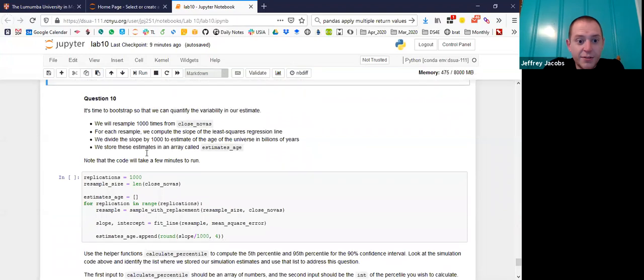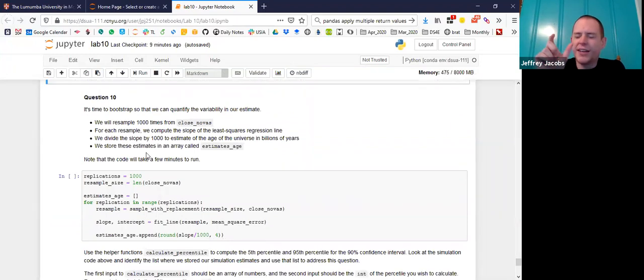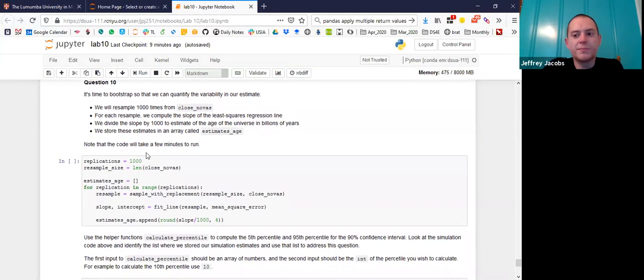Okay, so it's time to bootstrap. That's how we would get our confidence interval: we would run the bootstrap to get 1,000 different estimates of the age of the universe, and then our 95% confidence interval is just all the values from the 5th percentile to the 95th percentile.